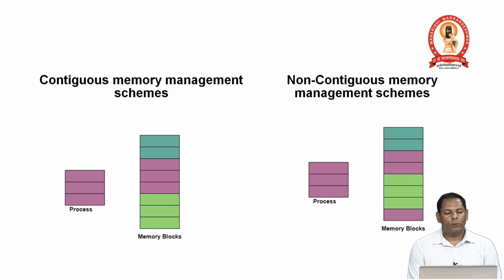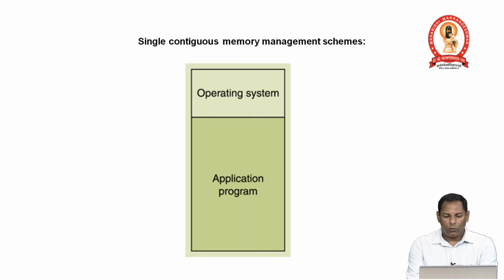So in continuous memory allocation, each program occupies a single continuous block of storage locations, that is, a set of memory locations with consecutive addresses. The single continuous memory management scheme is the simplest scheme, used in the earliest generation of computer systems. In this scheme, the main memory is divided into two parts. One is permanently occupied by the operating system and the other is occupied by the application programs.